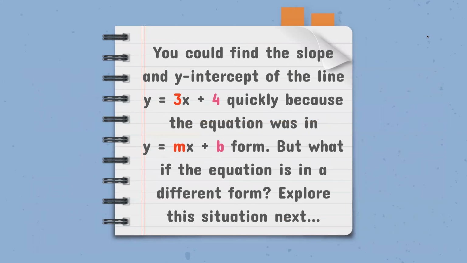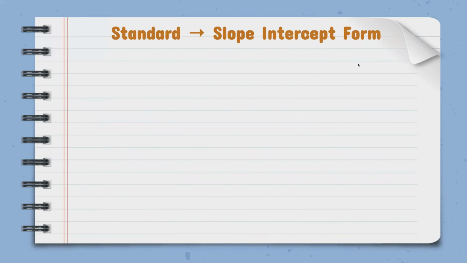Let me go ahead and clear that. So you could find the slope and y-intercept of the line y is equal to 3x plus 4 quickly because the equation was already in y equals mx plus b form. But what if the equation is in a different form? Let's explore the situation next.